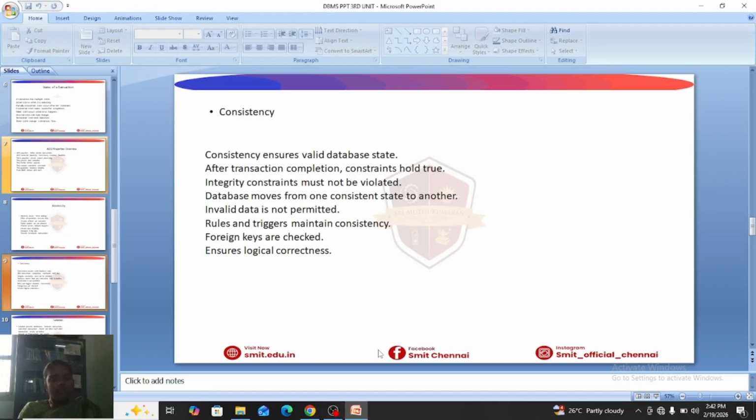Then moving on to consistency. It ensures a valid database state. After transaction completion, constraints hold true. Integrity constraints must not be violated. The database moves from one consistent state to another. Invalid data is not permitted. Rules and triggers maintain consistency. Foreign keys are checked, which ensures logical correctness.